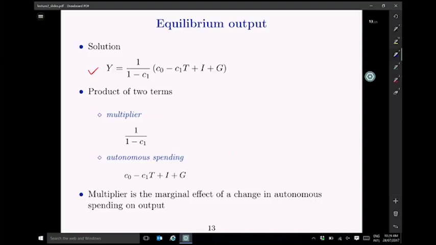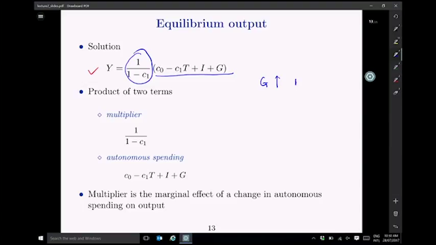Now we look at each component in the solution. We first look at this first part. We call this by a formal name, the multiplier. It turns out this multiplier is really important in determining short-run macroeconomic outcomes. The second part, as we introduced, is called autonomous spending. What does the multiplier tell us? If the autonomous spending increased by 1 unit, what happens to aggregate output or aggregate income? Let's take one example: what if G, government spending, increased by 1 unit?